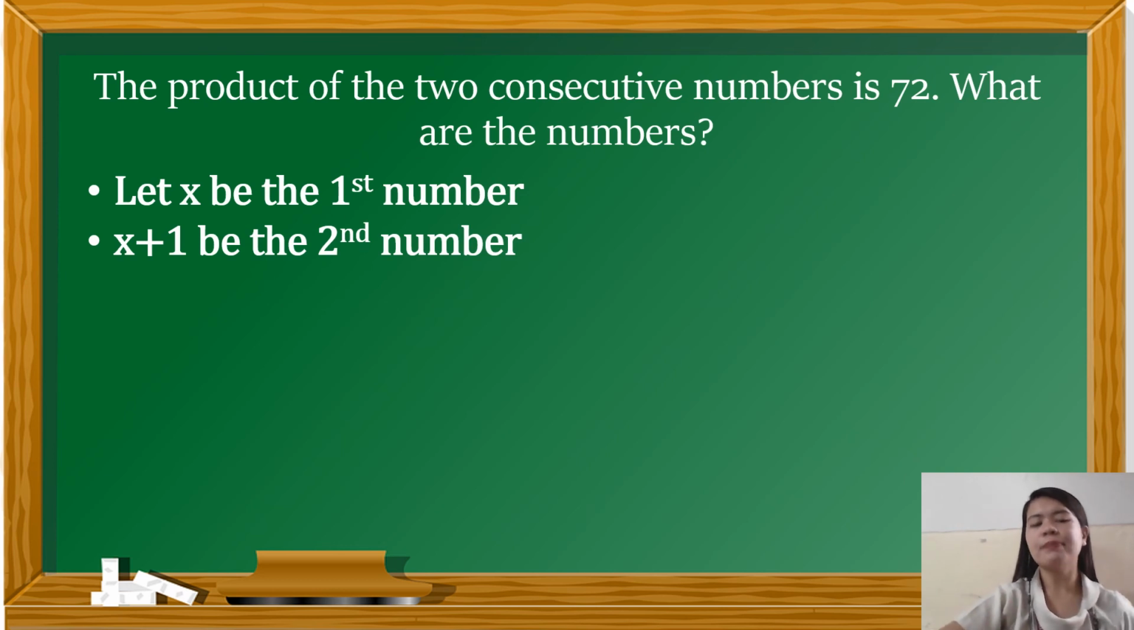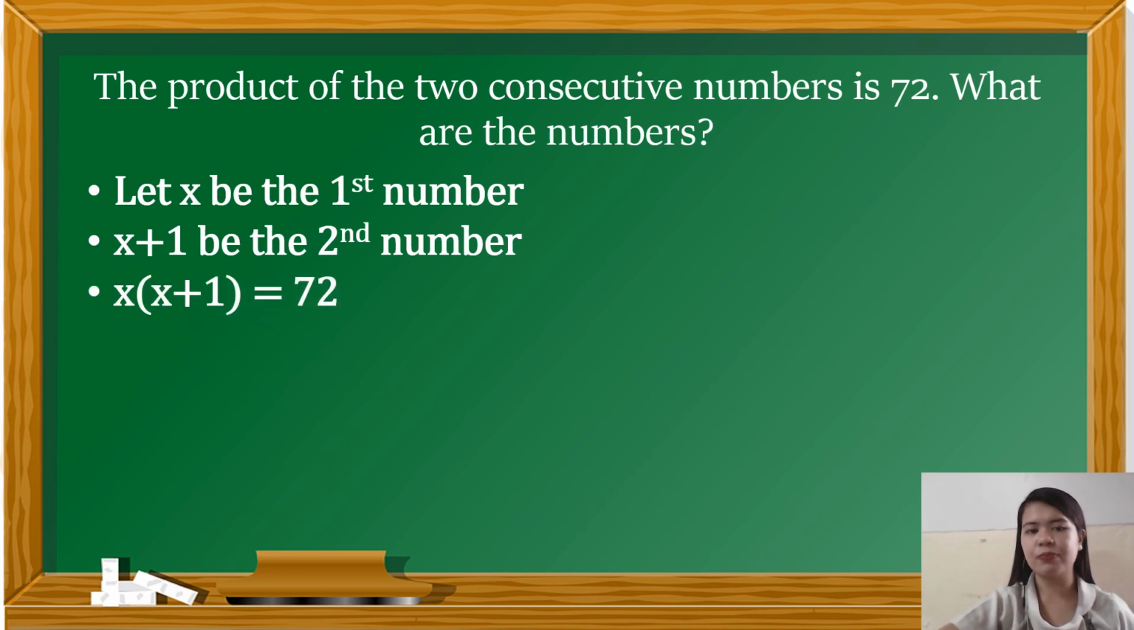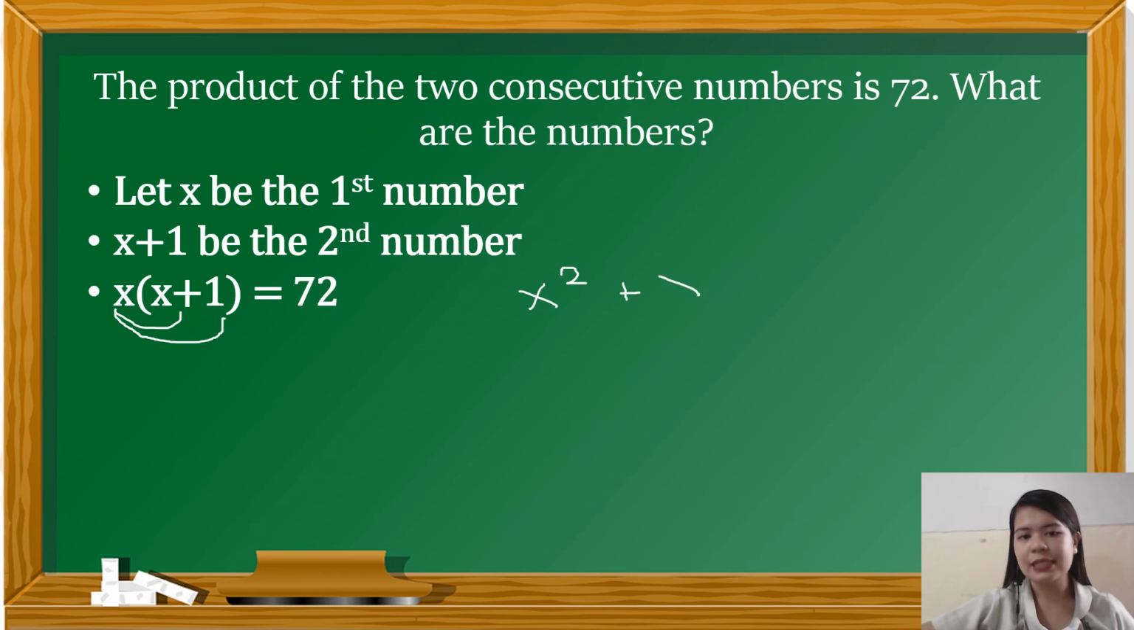Going back to the problem, the product of two consecutive numbers is 72, meaning x times x plus 1 is equal to 72. We can simplify this equation using the distributive property of multiplication. X will be multiplied to x, and x will also be multiplied to 1. So we have x times x, x squared, plus 1 times x is equal to 72. We have to write this in the standard form of quadratic equation, x squared plus x minus 72 is equal to 0.